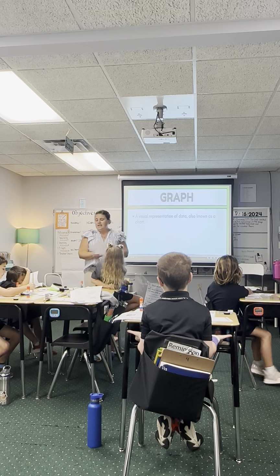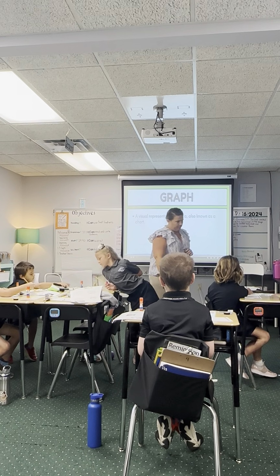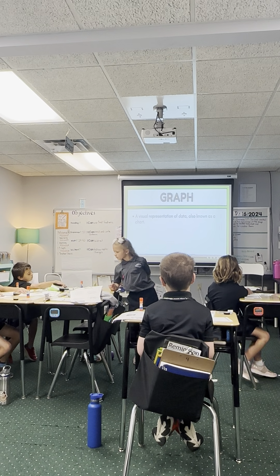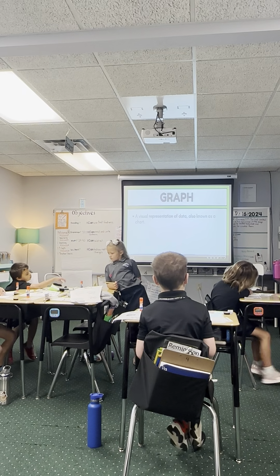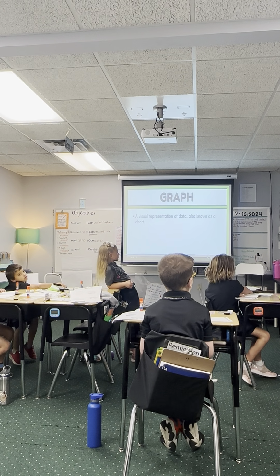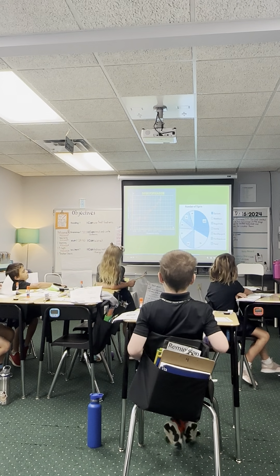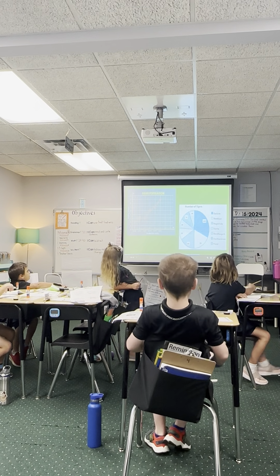So data is the number or amount of something that you can count. So a graph is a visual representation of data. Data is generally numbers. And it's also known as a chart. And I have some. So these are two kinds of graphs or charts.